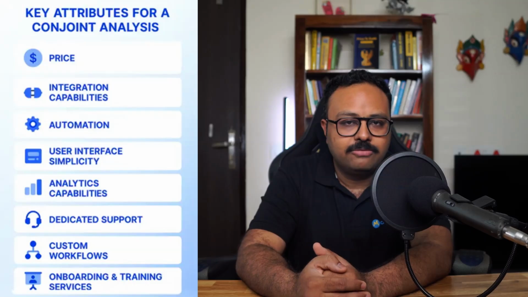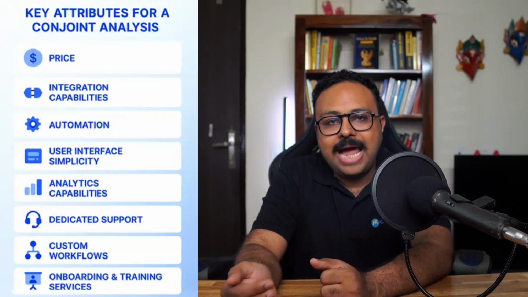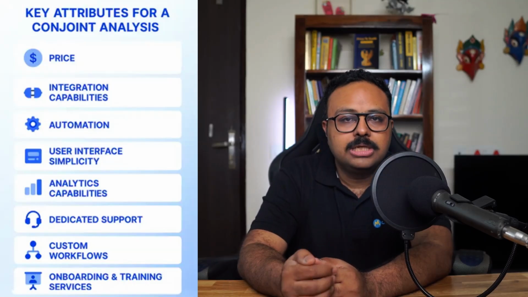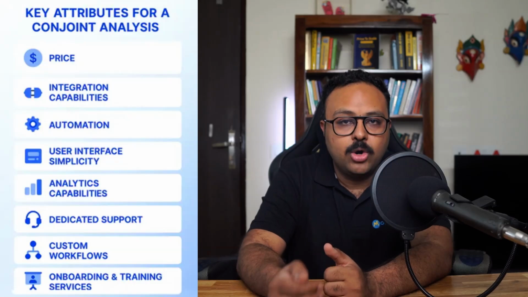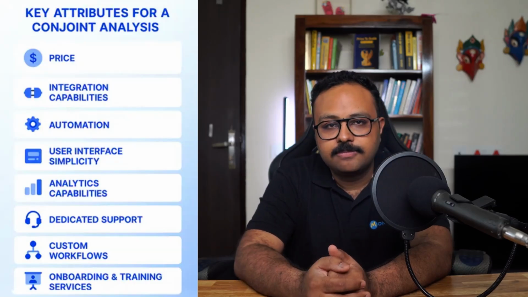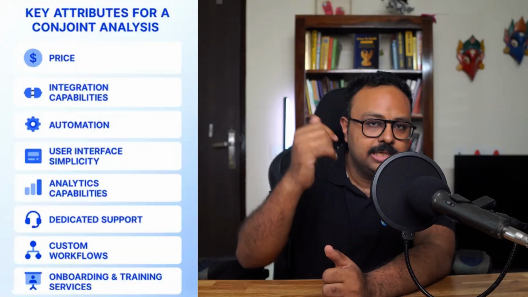The research approach: they started with qualitative interviews to identify potentially important features, and then ran a MaxDiff study to narrow down the list to the 8 most important attributes for the conjoint study. You can see the list on your screen. They also included key competitor products as reference points.